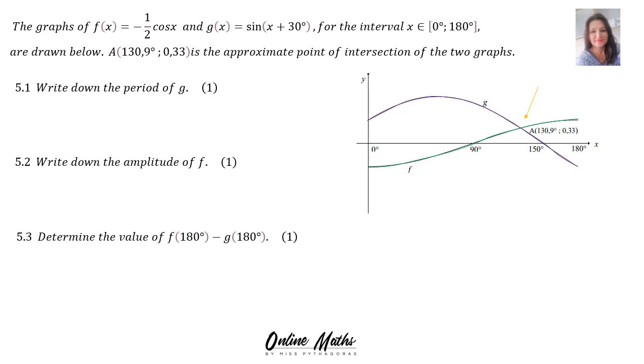5.1, write down the period of g. So you find the period by looking at x, and no adjustment was made to x. Therefore, the period of g is just 360 degrees, for 1 mark.